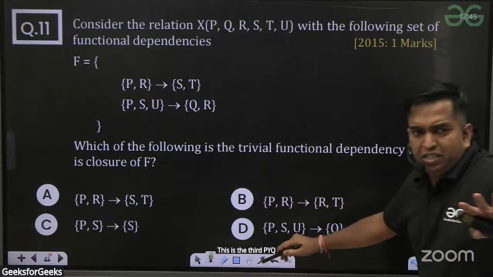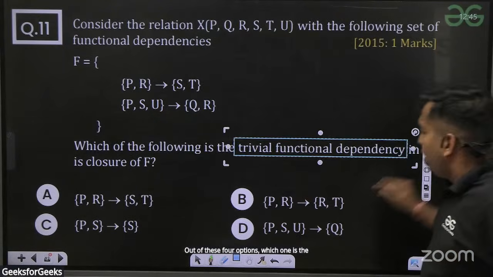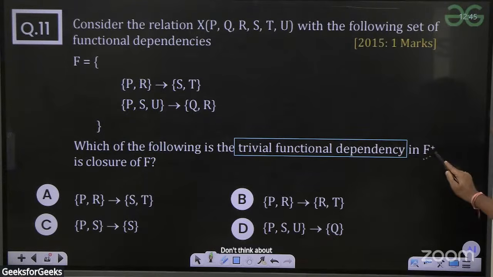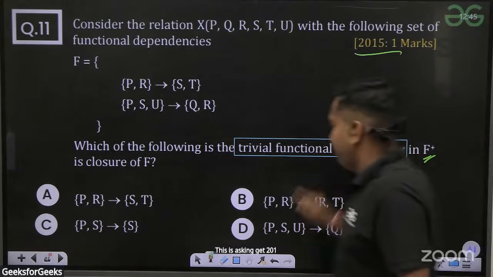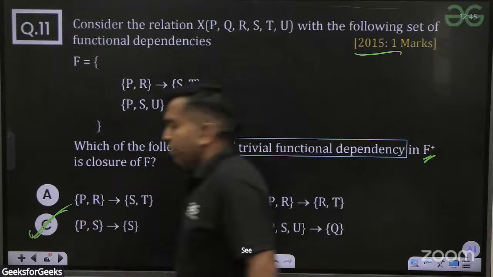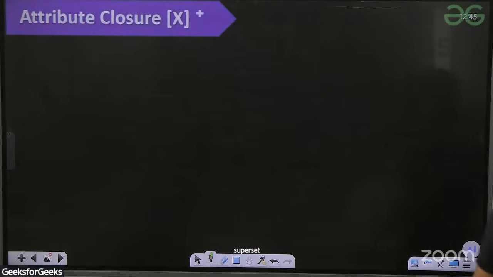Out of these four options, which one is the trivial FD? Don't think about the F plus, closure of F. I will discuss that later, it is a separate topic. Which one is the trivial FD? This was asked in GATE 2015. C, because in a trivial FD, X is a superset. Clear?